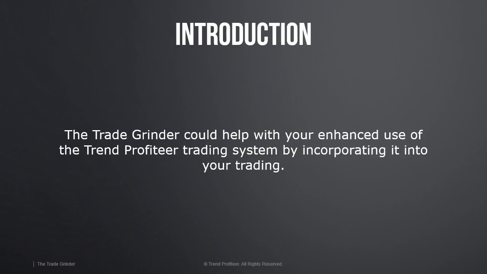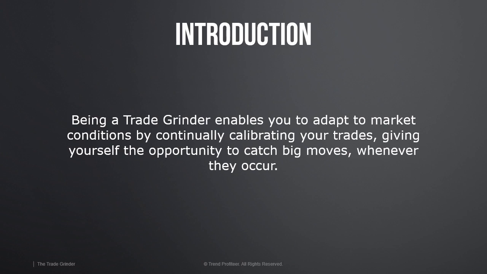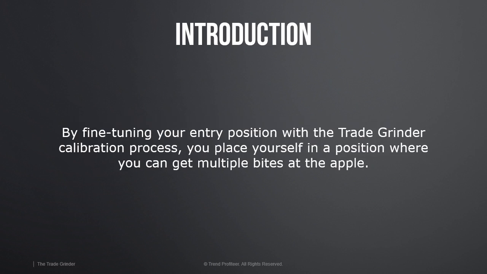The Trade Grinder could help you with your enhanced use of the Trend Profiteer trading system by incorporating it into your trading. So again, a bit of theory here to keep aware of when you're trading with the Trend Profiteer system. Being a trade grinder enables you to adapt to market conditions by continually calibrating your trades, giving yourself the opportunity to catch big moves whenever they occur. By fine tuning your entry position with the trade grinder calibration process, you place yourself in a position where you can get multiple bites at the apple. Obviously, we'll take a look at a few examples in this lesson.